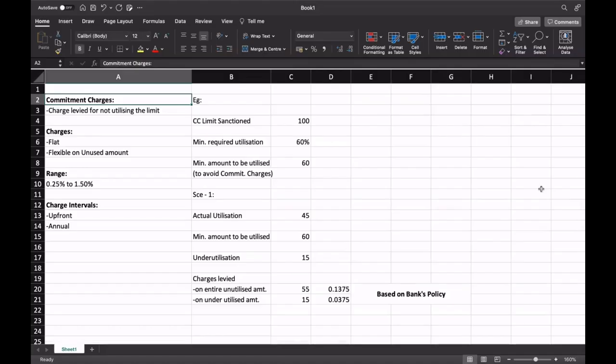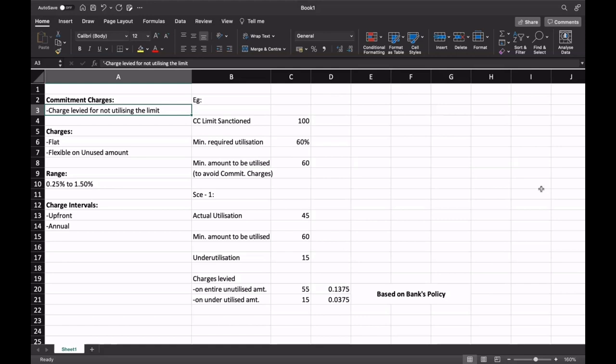In this video, I'll take you through what commitment charges are and how to calculate them as well. Commitment charges means basically a charge levied for not utilizing the limit. So why are banks levying this charge?